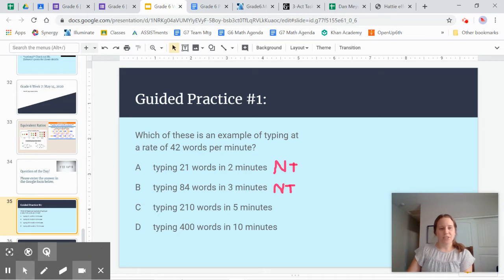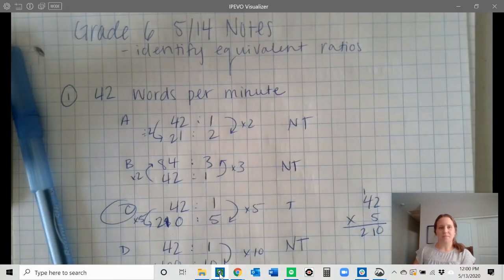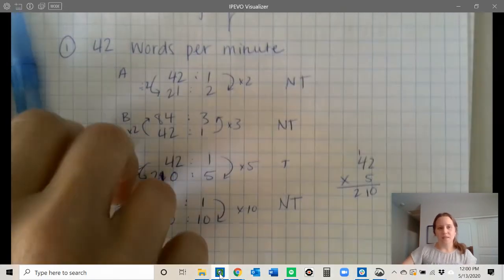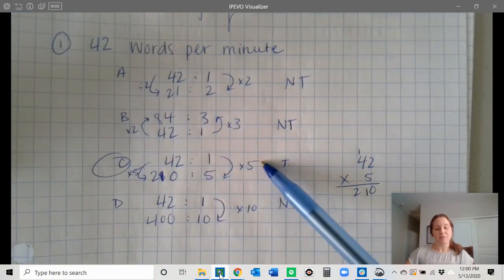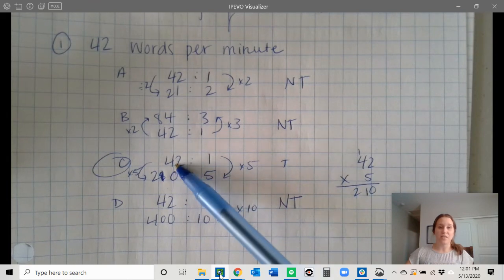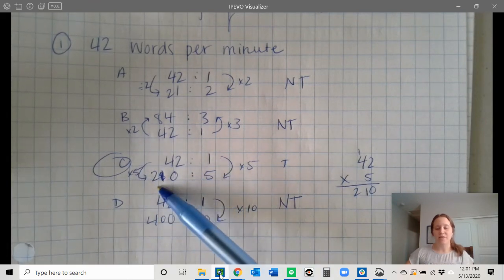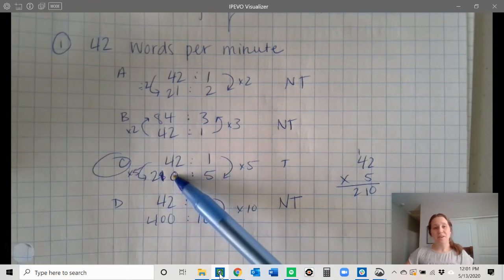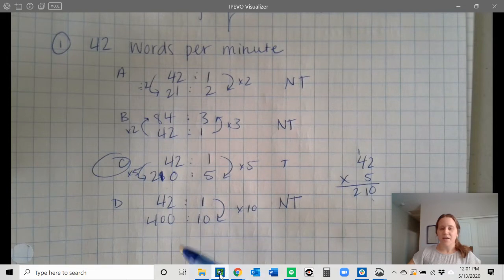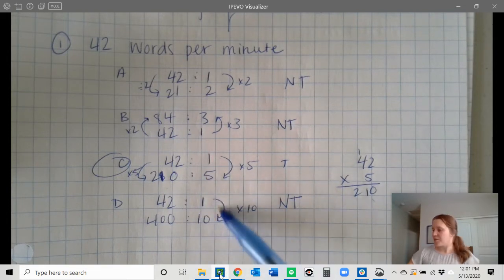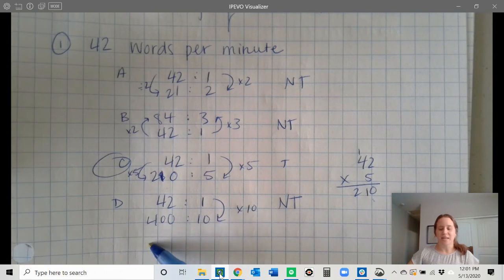Okay. I want to show you the rest of my work. I found C to be true. I know that 1 minute times 5 is 5 minutes, and I know that 42 words times 5 was 210. That might not be a fact that you know, so you can use the standard algorithm for multiplication or another algorithm for multiplying to figure out that, yes, that relationship is the same. Answer choice D was not true. I see times 10 here, but I don't see times 10 on the other part of the ratio.